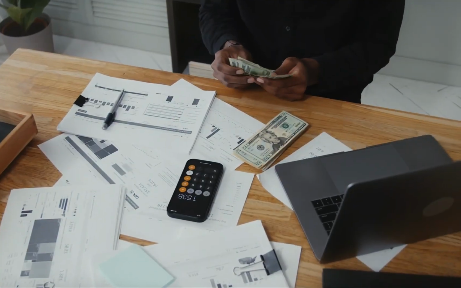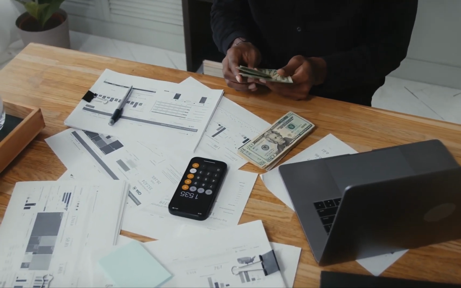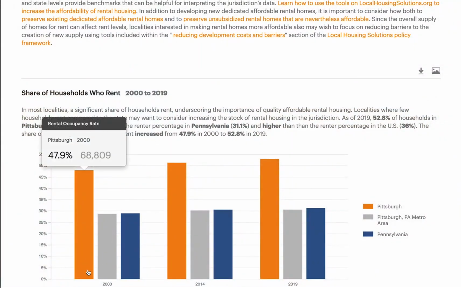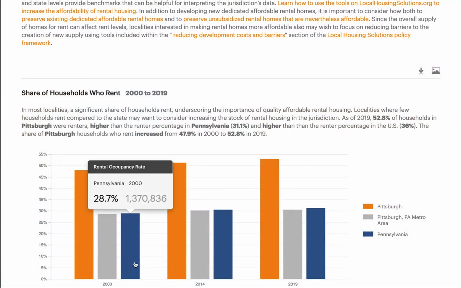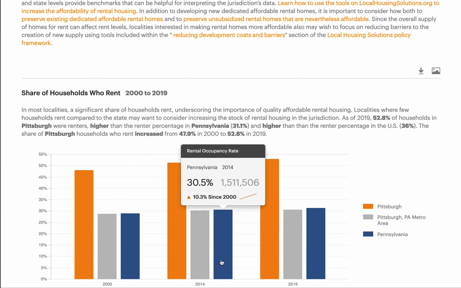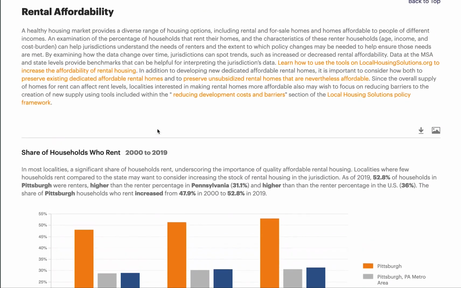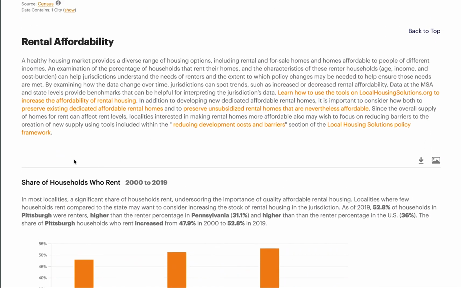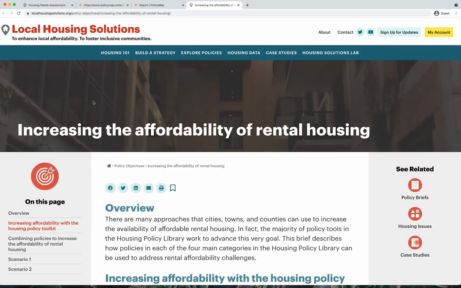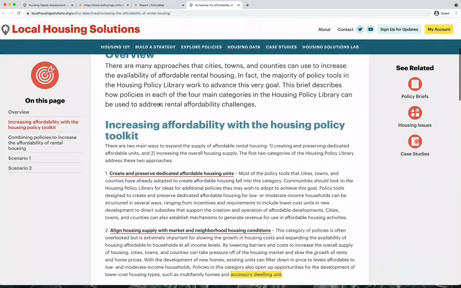Rental costs and affordability. How significant is the affordability problem for renters in my locality, and is it getting better or worse? In addition to providing you with interactive, downloadable visualizations, each section provides comparison points for the same measures at the state and national level. Each section also includes a brief description of trends to be aware of, along with links to relevant policy guidance and other useful tools on Local Housing Solutions.